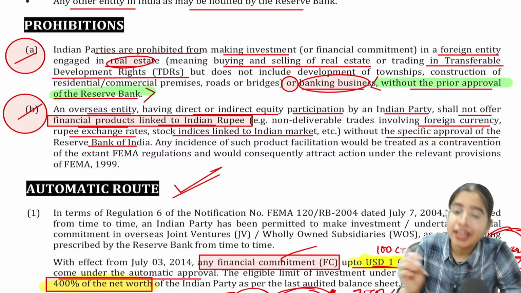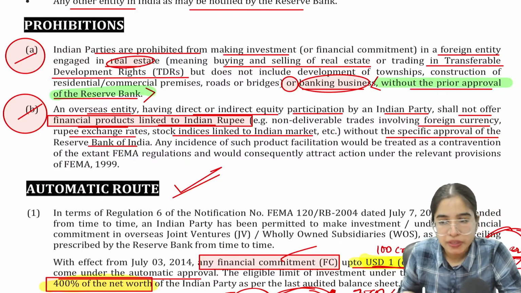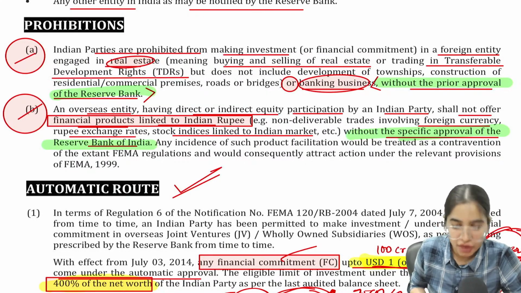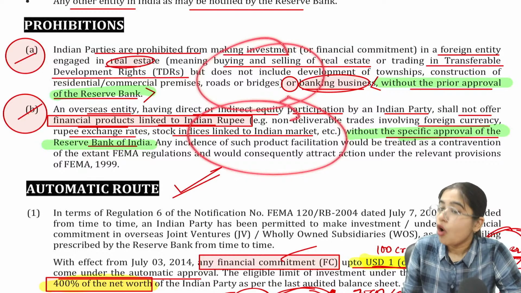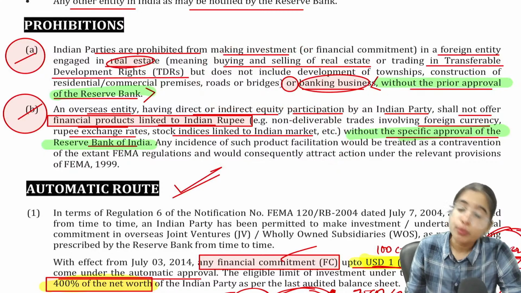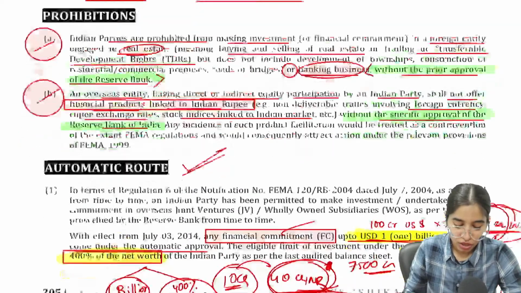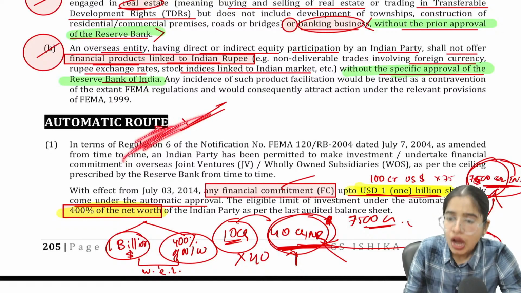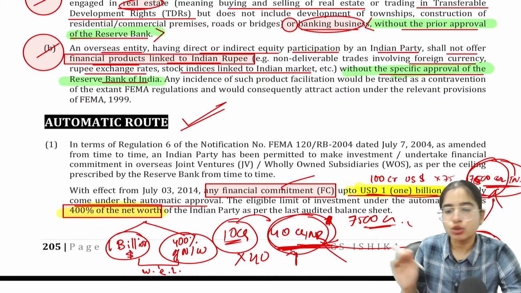If they are giving us any stock or share which is linked to Indian rupees, then they cannot do so without the prior approval of RBI. Here in these two cases, case 1 and case 2, the automatic route is not allowed. You mandatorily have to take approval of RBI. So these are certain prohibitions in the automatic route. Here also the same topic was there, that there are certain conditions given for the automatic route. However, if you are not following those conditions, then you have to take prior approval of RBI, which means you have to go through the approval route.